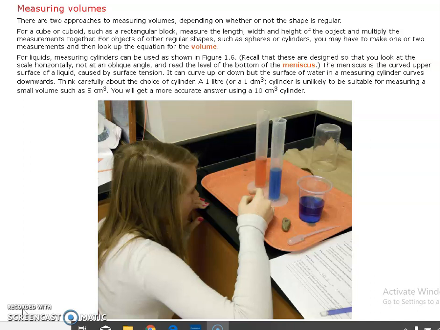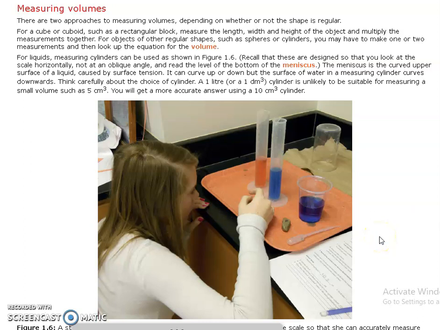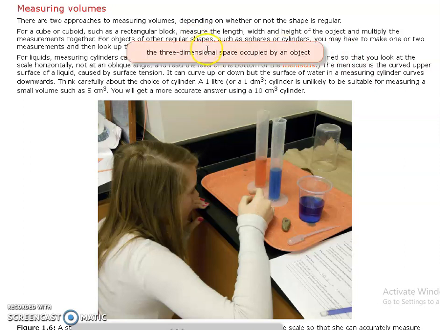For example, for a cylinder the volume is pi r square h, and for a sphere it is 4 by 3 pi r cube. So we know that volume is the three-dimensional space occupied by an object. For a regular shaped object we have to measure its radius or length or breadth, and then multiply them. For liquids, a measuring cylinder can be used to measure the volume.